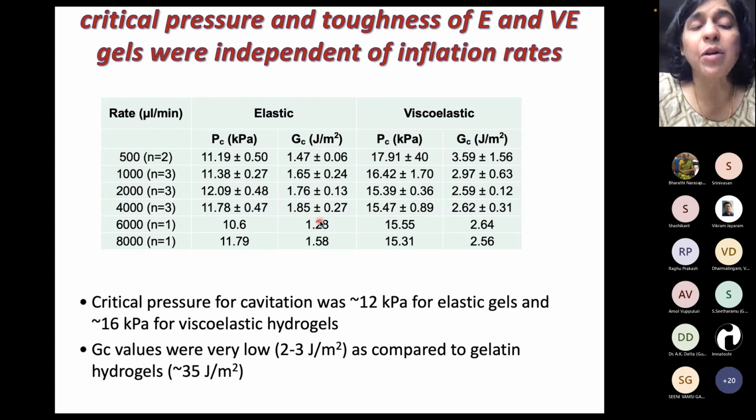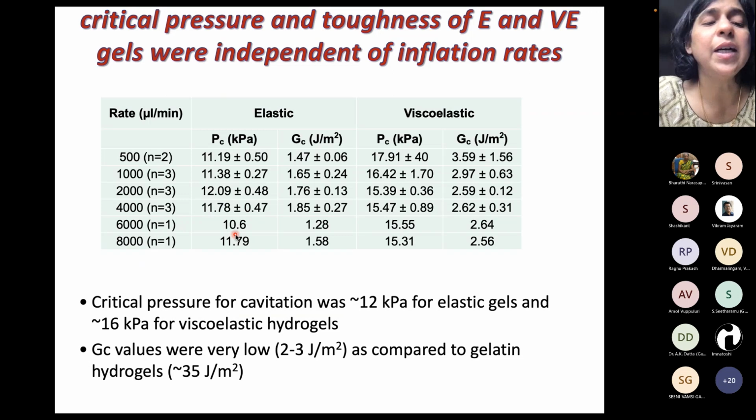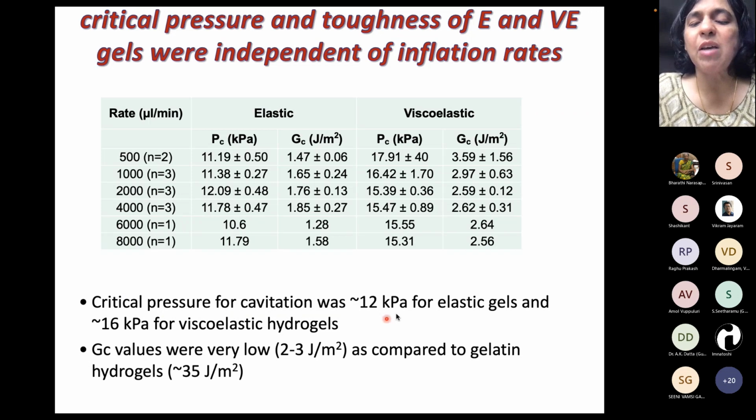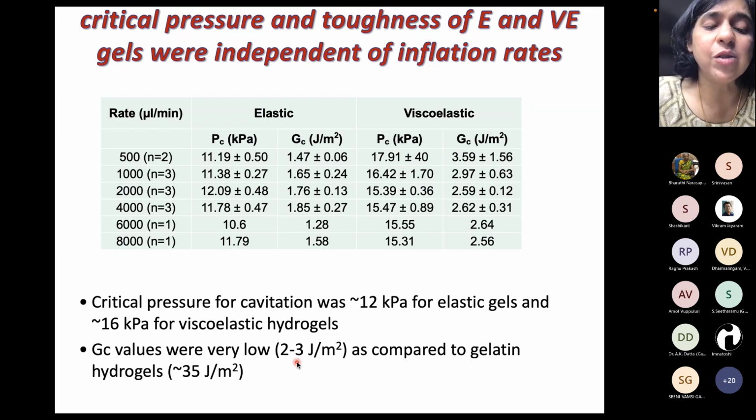So before I talk about the model, I will tell you how the critical pressure, and some of these are, again, pilot results. We need to do a few more additional experiments before we can say conclusively what these are. But in general, we see a very nice trend that the critical pressure for cavitation is about 12 kPa for the elastic gels, whereas it's about 16 kPa, not super different. But the GC values are extremely low for these very soft gels. These are almost 2 to 3 joules per meter square as compared to an order of magnitude difference that we saw with gelatin hydrogels. And so there we had almost 35 or, sometimes we had 25 to 50 or so.